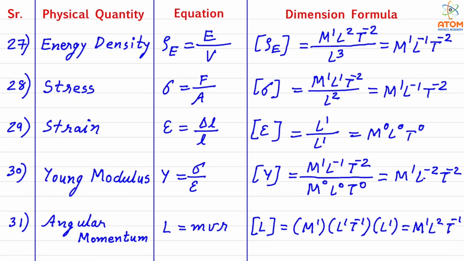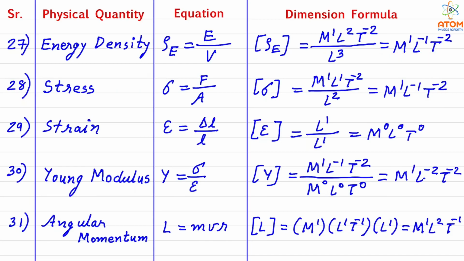Now is energy density. Energy density is energy per unit volume. So the equation is rho E is equal to E upon V, where E is energy and V is volume. So we can write rho E is equal to the dimension formula of energy, that is M1 L2 T minus 2, for volume, obviously it is L cube. Solving this, we will get M1 L raised to minus 1 T raised to minus 2.